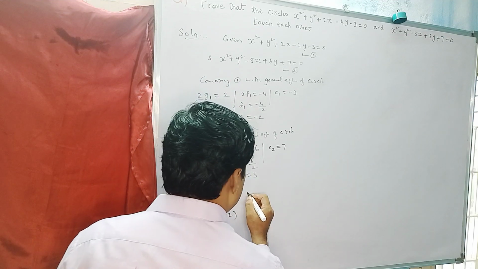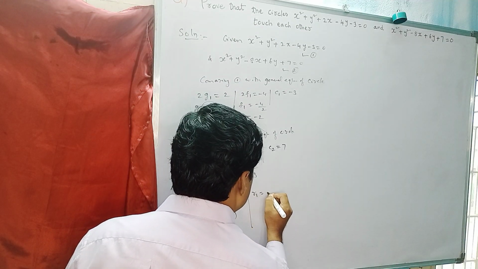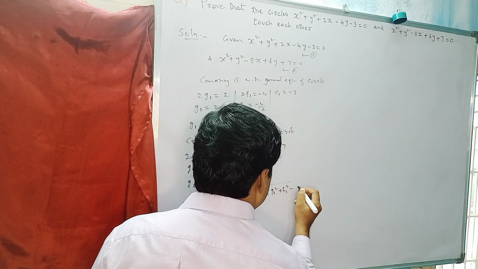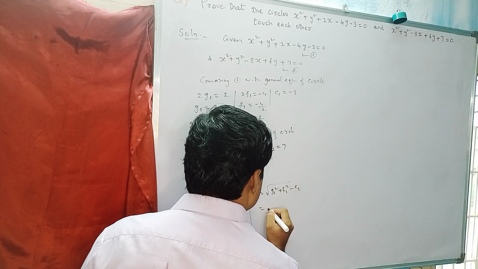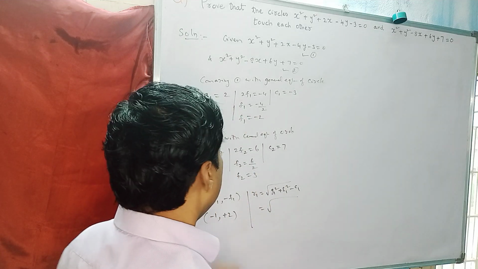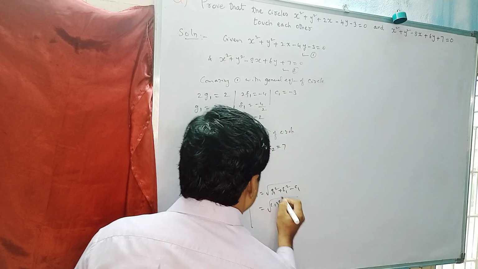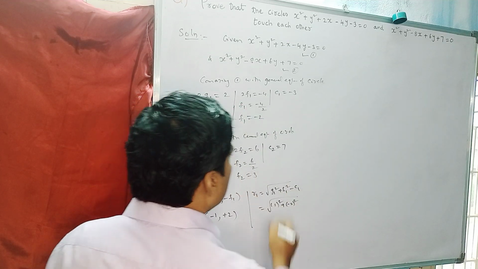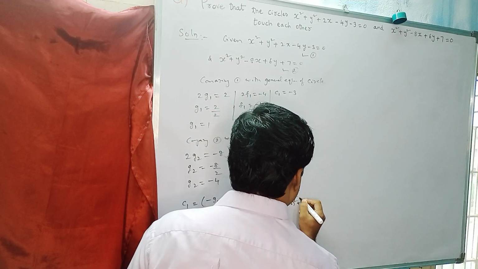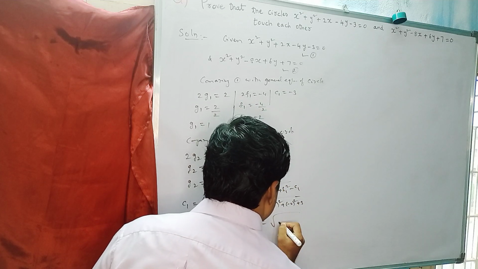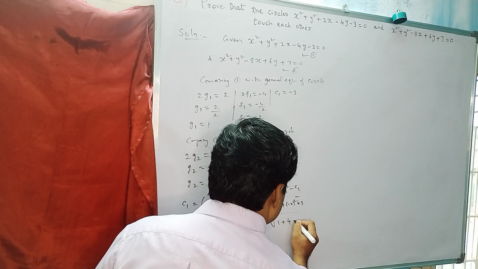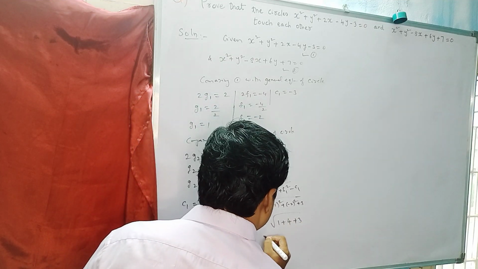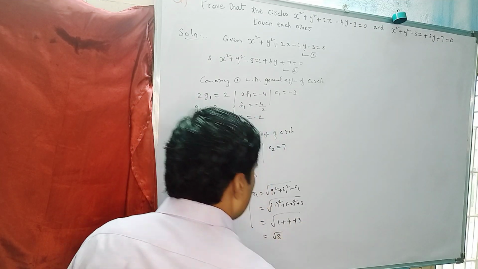And from this we will find the radius r1. What is r1? Square root of g1 square plus f1 square minus c1. What is g1 square? 1 square. Then f1 square is minus 2 square. Then what is c1? Minus 3, so minus minus is plus 3. So we get 1 plus 4 plus 3. What is 4 plus 3? 4 plus 3 is 7, plus 1, that is root 8.